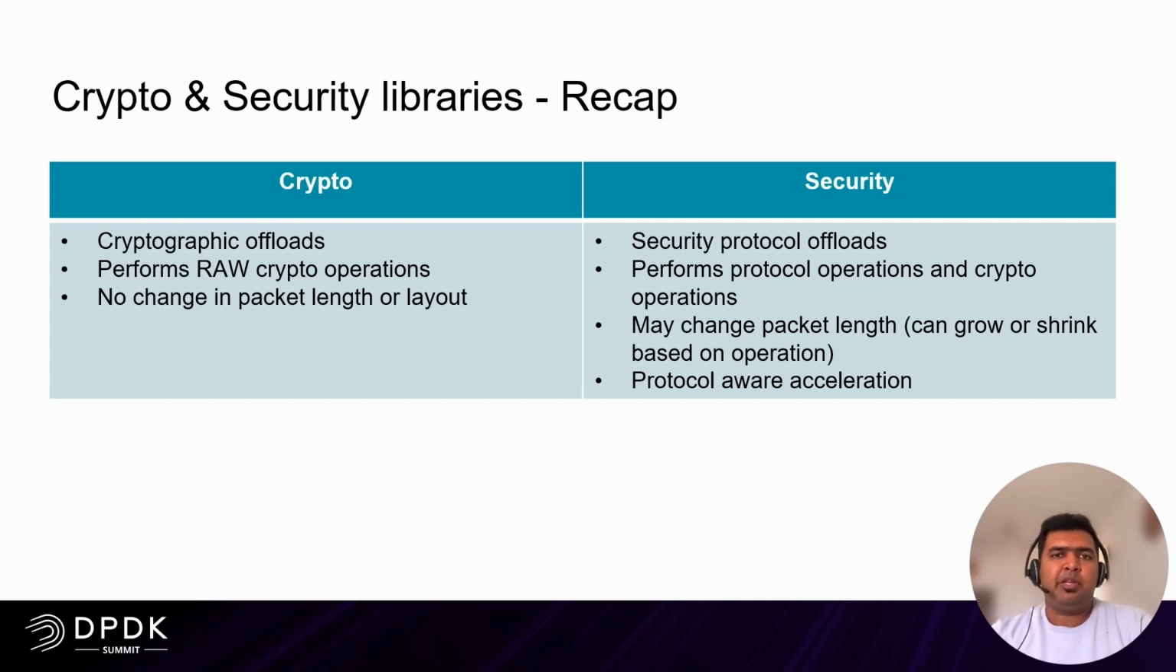The rte_security library enables protocol offloads. It allows applications to offload crypto as well as protocol operations to an underlying security device. Since it performs protocol operations, the packet layout and the length can change. Basically, it can grow or shrink based on the protocol and the type of operation. Also, it allows for protocol-aware acceleration and optimized paths.